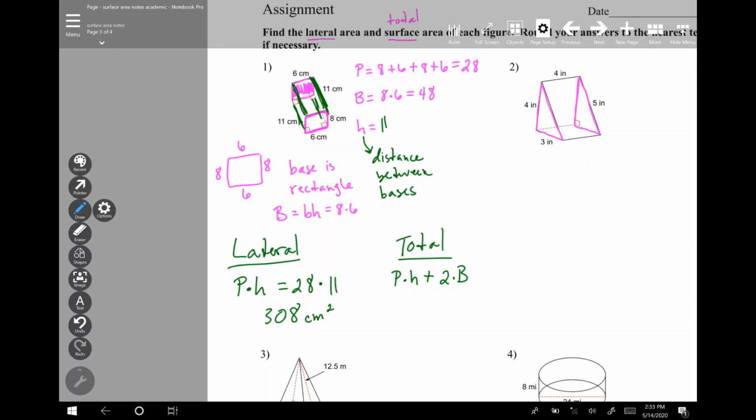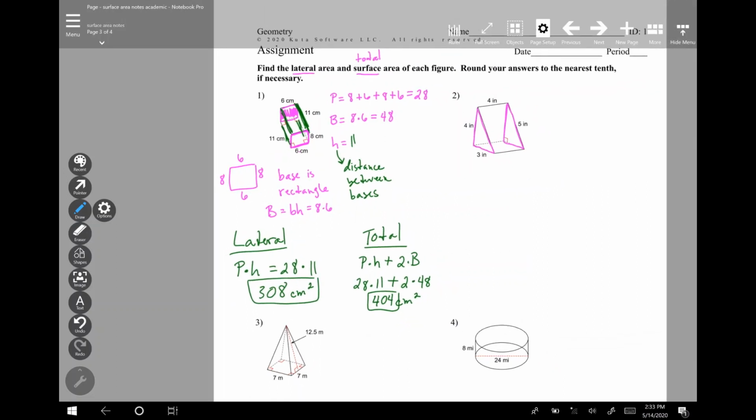Okay? Now we go for total. Again, it's P times H, so 28 times 11 plus, and then now we have to do 2 times B, so 2 times, and then big B we figured out was 48. So plus 2 times 48. So you get 404. And that's, again, centimeters squared. But just on the quiz, all you need to do is type in the numbers. Okay, so there's your lateral and your total.